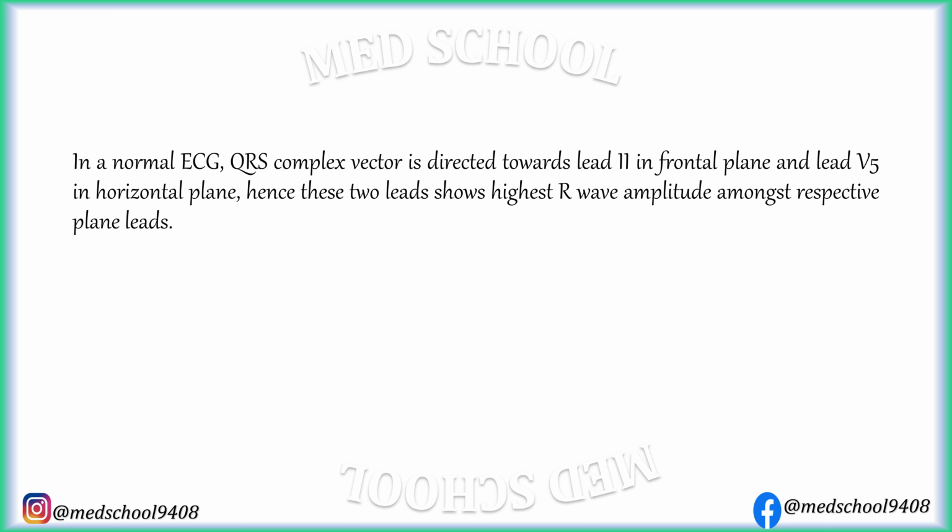In normal ECG, QRS complex vector is directed toward lead 2 in frontal plane and lead V5 in horizontal plane. Hence, these 2 leads show highest R wave amplitude amongst respective plane leads. But the question remains that why does lead axis of lead V5 start from center of heart? Where is the negative pole? So here is the answer.